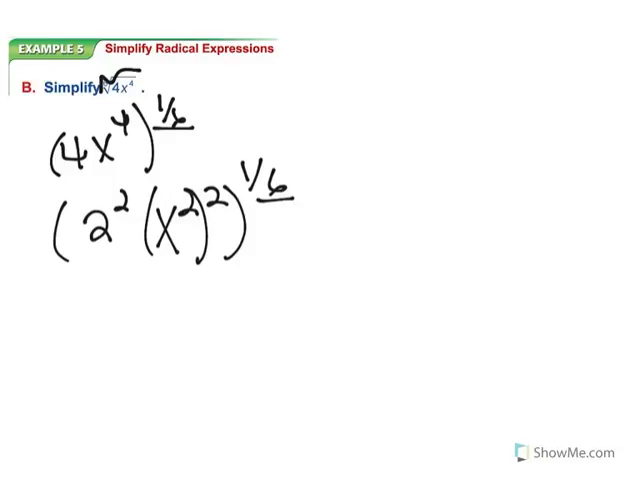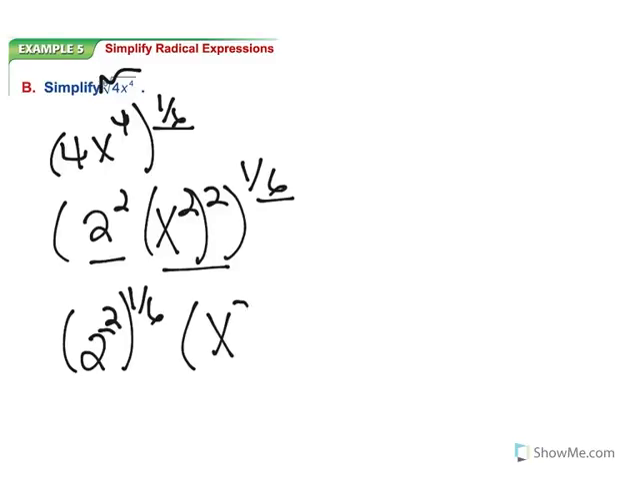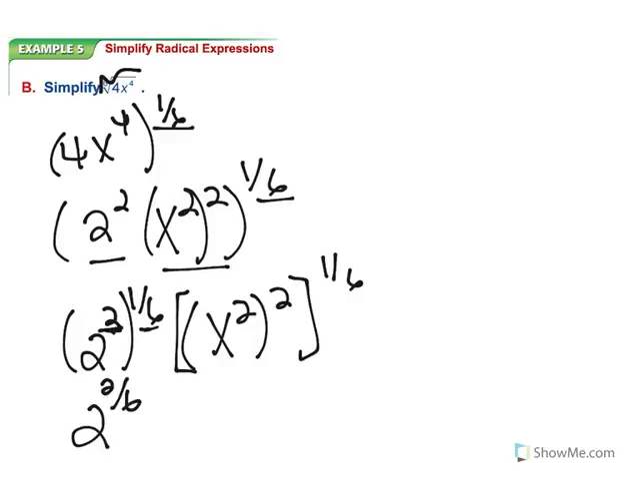Now, using our product property that we learned in the previous video, we can apply the 1/6 to both of these terms as separates. So we can have 2 squared to the 1/6 power, and then we can have x squared squared to the 1/6 power as well. So on our 2 squared to the 1/6 power, we can multiply our 2 and the 1/6 to get 2 raised to the 2/6, which we know is just 1/3 once we reduce that.